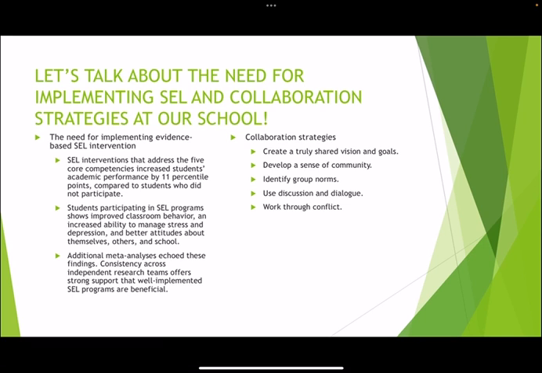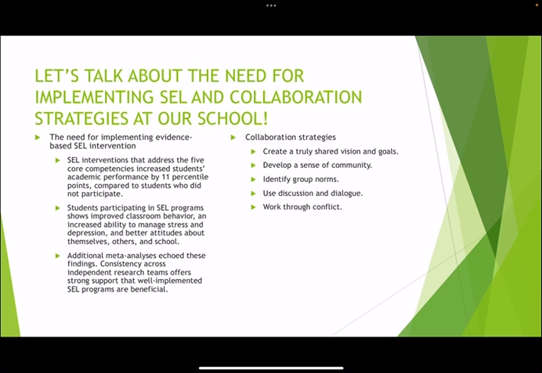Additional meta-analysis echoed these findings. Consistency across independent research teams offers strong support that well-implemented SEL programs are beneficial. They've been proven to be beneficial and that they work. And since there's research showing that they work, it's beneficial to us and our students to implement it in our classrooms.